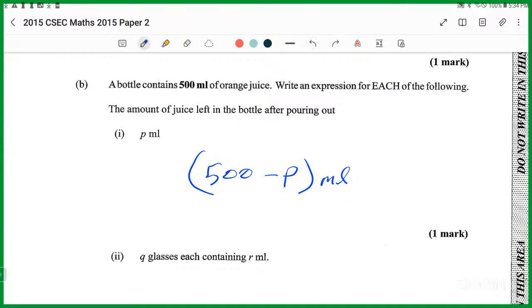They just say write it down. See? Write. No calculation needed, just write it down. Are we good with that?